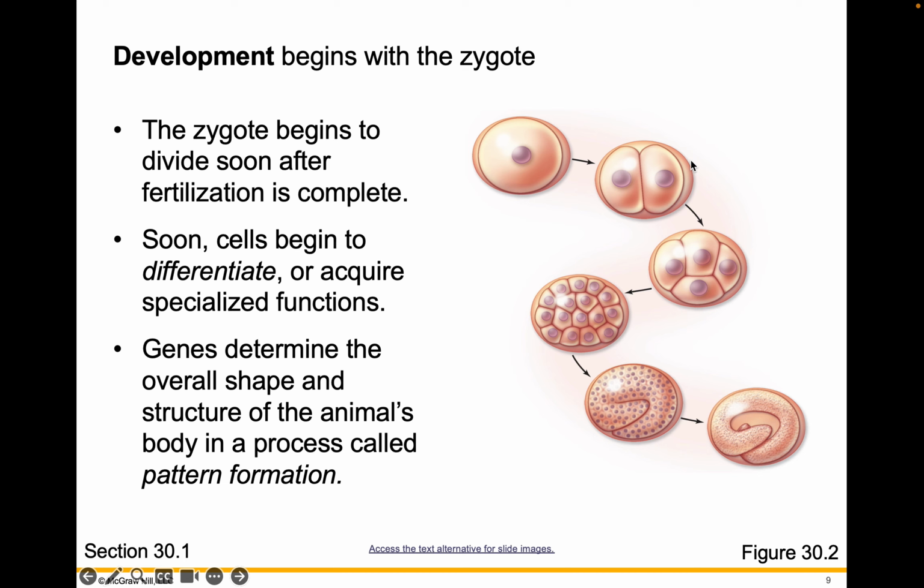Development begins with the zygote, so the zygote soon begins to divide after fertilization is complete. Soon, cells begin to differentiate or acquire specialized functions. Genes determine the overall shape and structure of the animal's body in a process called pattern formation.